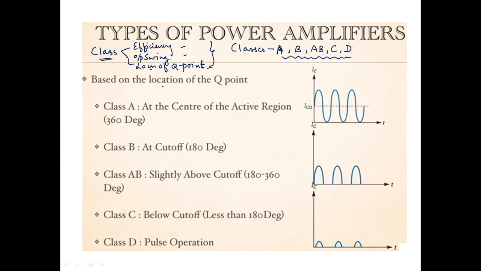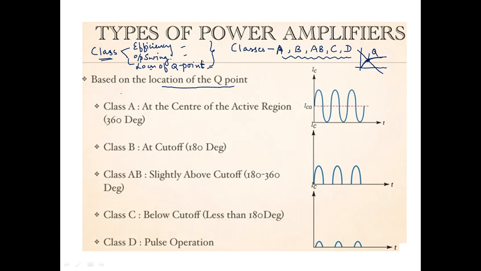Based on the location of the Q point, I hope all of you know what a Q point is. Say, for example, a transistor's output characteristics coincide with the load line at a particular point. That point of intersection is called the quiescent point. If some of you do not remember, I'll draw it. This is the output characteristics of any particular BJT, and then the load line. This point of intersection is called the Q point.